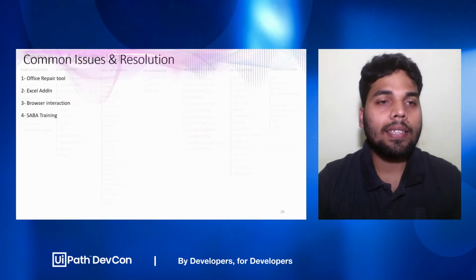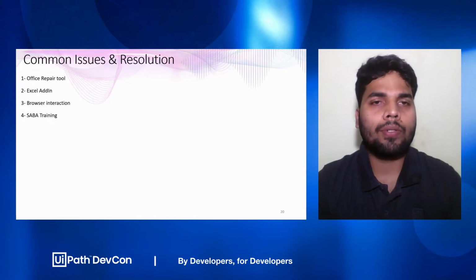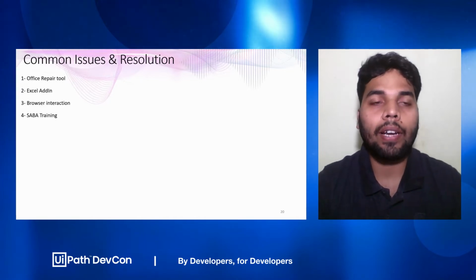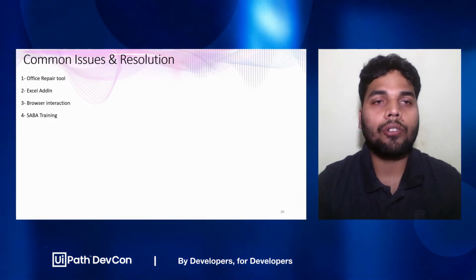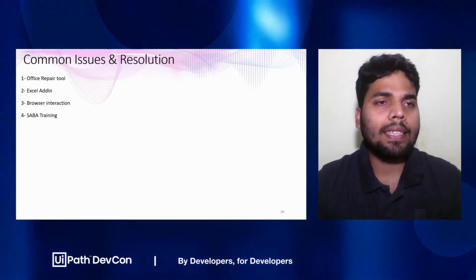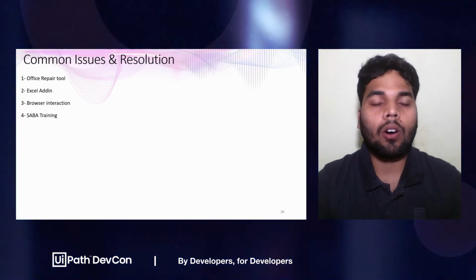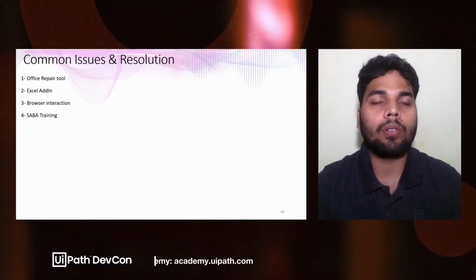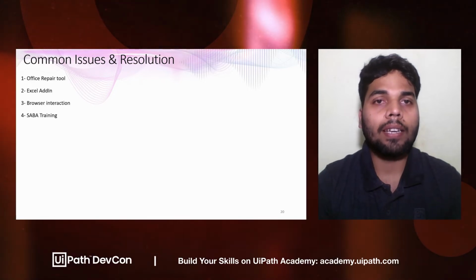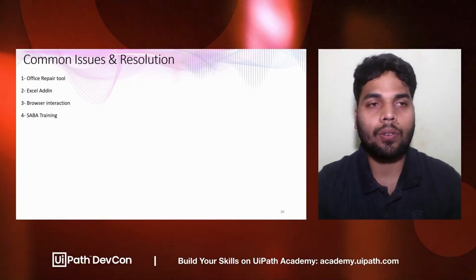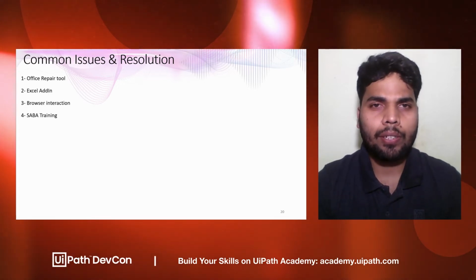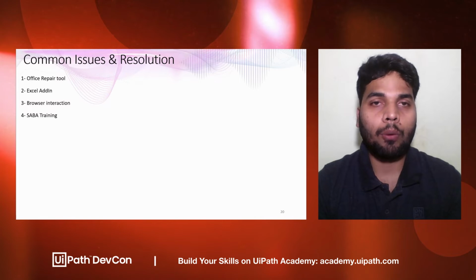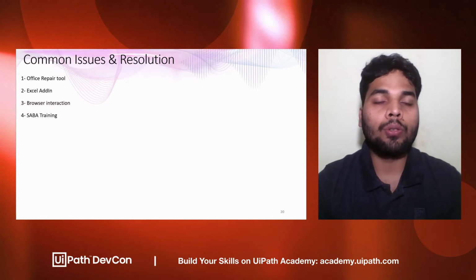All right, as a next step, we'll see some common problems. As we saw how to install and what the different activities and actions are, here are some common problems you might face while interacting with it. One is, let's say, the Office repair tool. Suppose there is an Office application and it is not working. For those times, you can use this tool, the Office repair tool, which will help you in your day-to-day operation to fix the Office installation, and then use the Excel add-in.